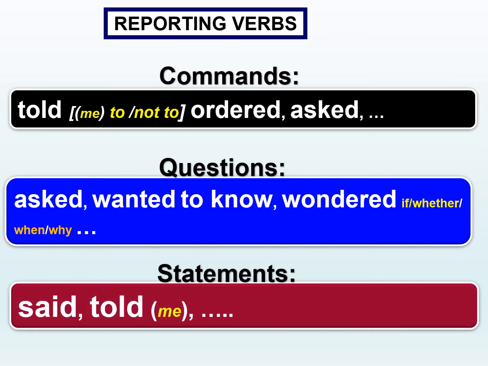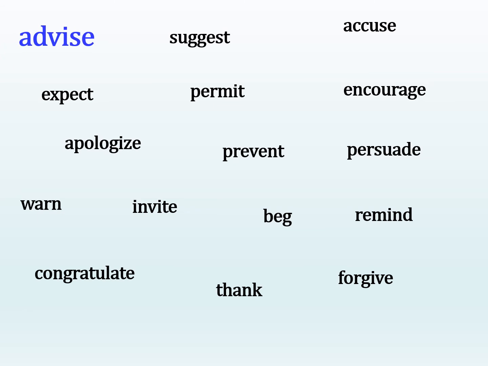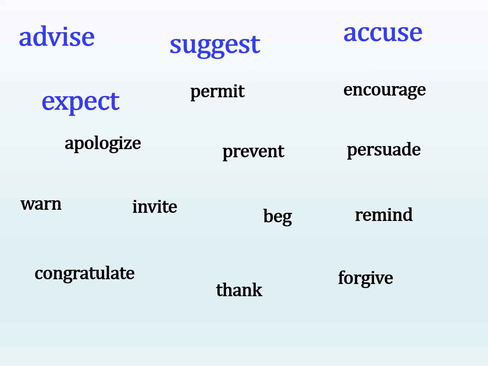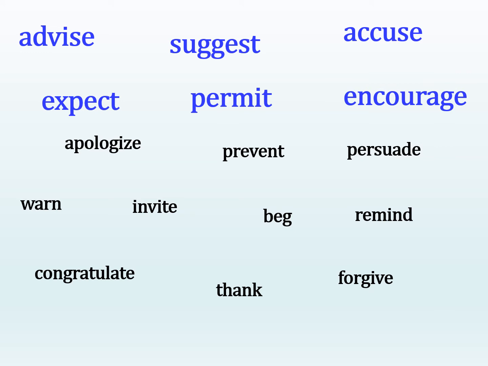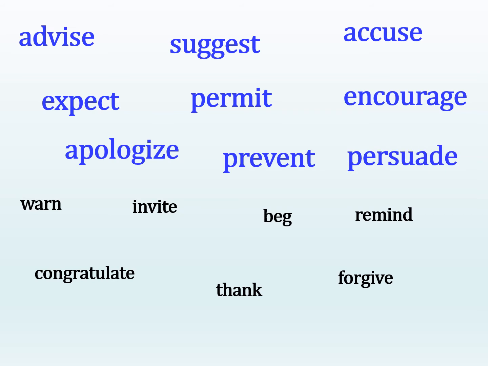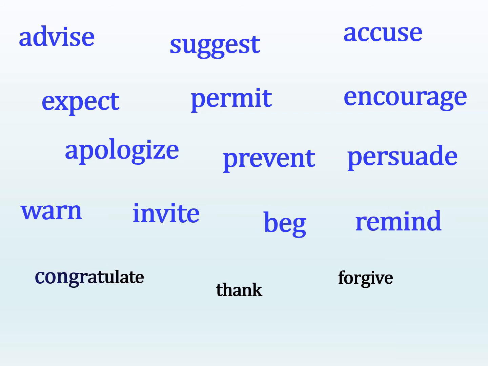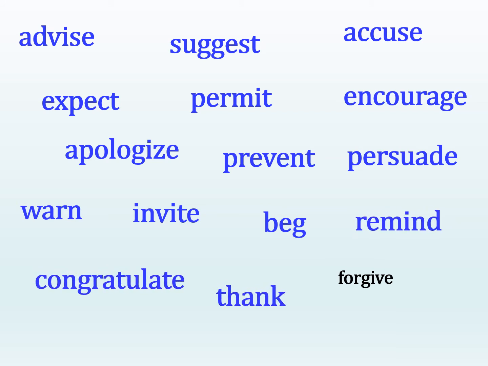And to report statements, we use a lot of reporting verbs like said, told me, advise, suggest, accuse, expect, permit, encourage, apologize, prevent, persuade, warn, invite, beg, remind, congratulate, thank, forgive, etc. So these are examples of reporting verbs. And we're going to see some of them today.